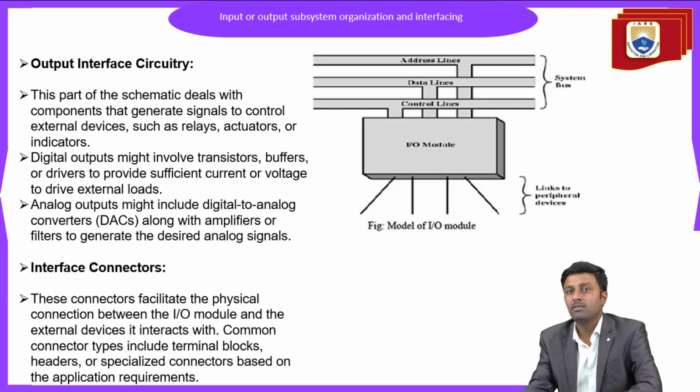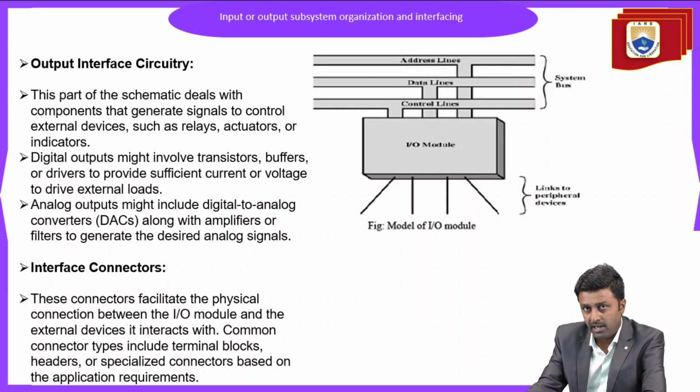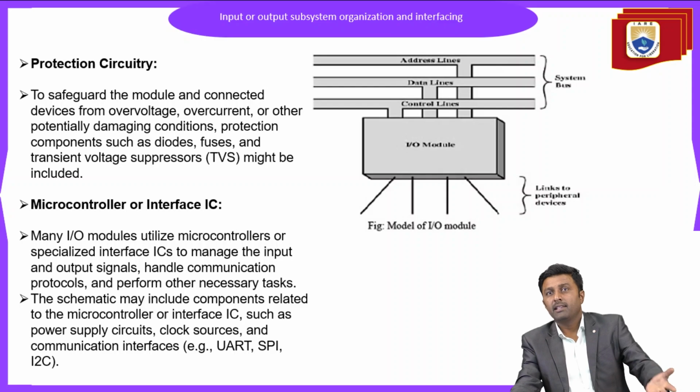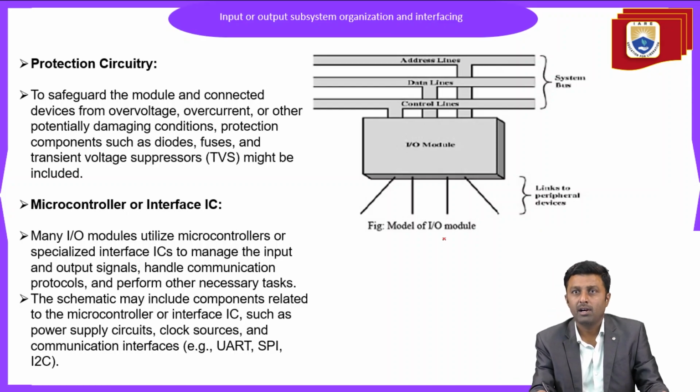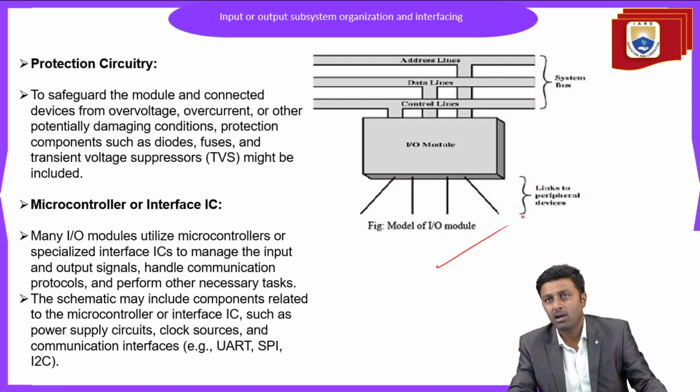Here we are using some interface connectors, and with the help of these interface connectors, we can connect to different peripheral devices. Here the protection circuitry is to safeguard the module and the connected devices from over voltage, over current, or other potentially damaging conditions. It requires components like diodes, fuses, transistors, and others.